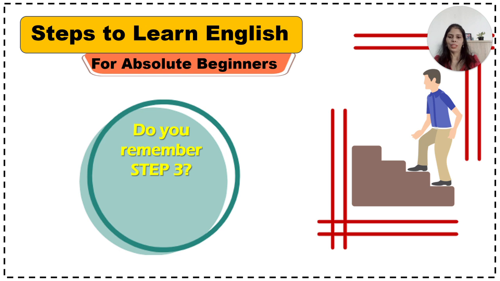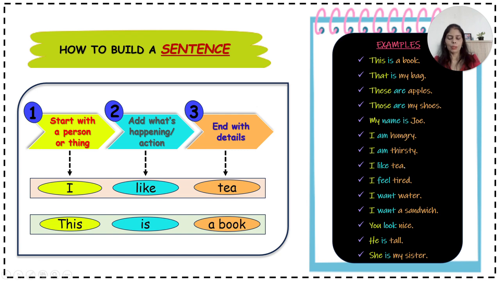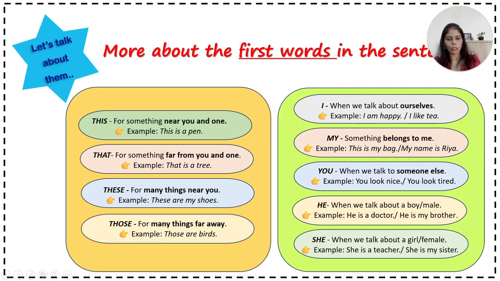You remember we were doing steps to learn English for absolute beginners, and we were covering step number 3, which was speak simple sentences. We discussed the first words that we use while building a sentence, and we covered this part in my last video. If you haven't seen that video, that's not a problem. You can always find those links in my description box. Today I'll be covering these four first words, right?